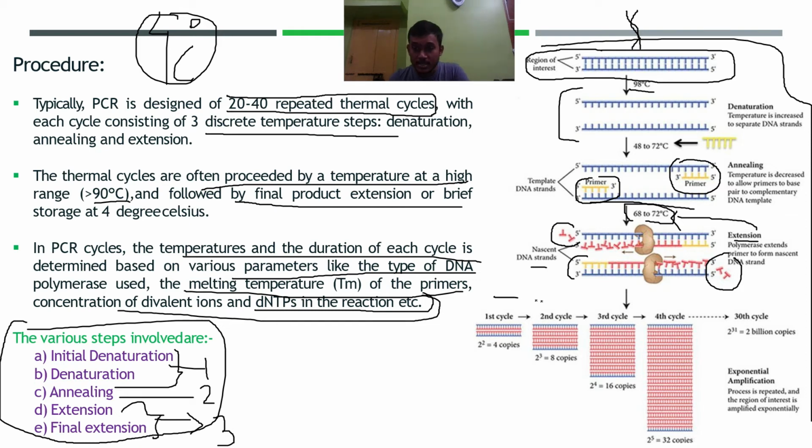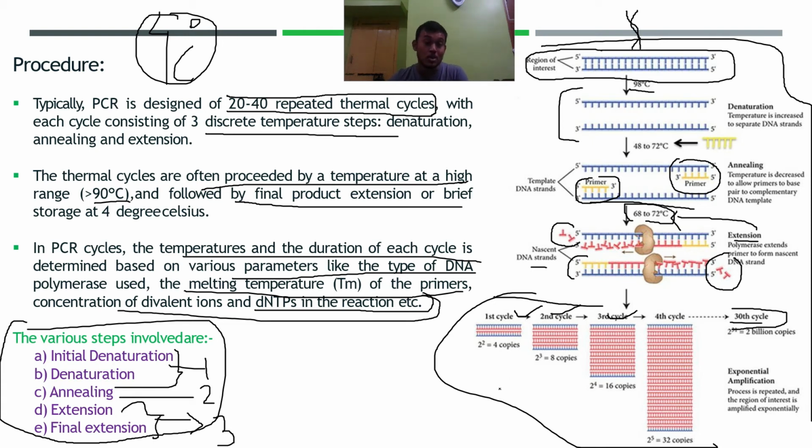So there's also another picture you can see here. This is the first cycle, this is the second cycle, the third cycle. Like this, we go up to 30 or maybe 40 cycles. Depending on which part of the DNA we want to amplify, the number of cycles is determined. So let's say we will go up to 30 cycles.